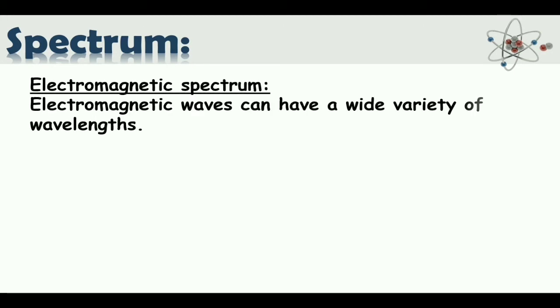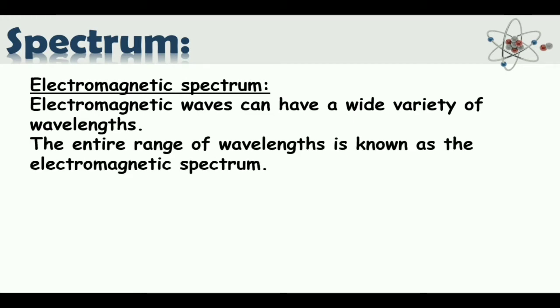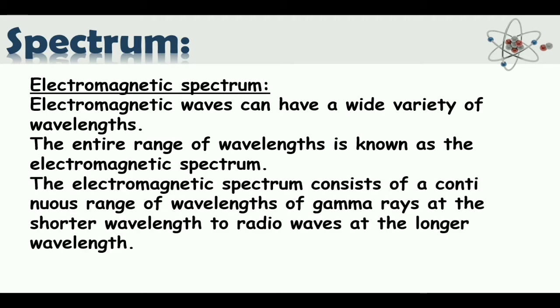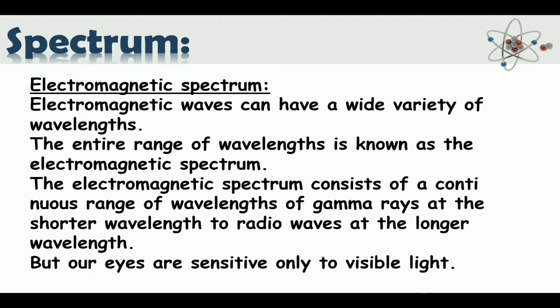Electromagnetic spectrum. So electromagnetic waves can have a wide variety of wavelengths. We can see some of them, we cannot see some of them. So the entire range of wavelengths, either visible or invisible, is known as the electromagnetic spectrum. The electromagnetic spectrum consists of a continuous range of wavelengths from gamma rays at the shorter wavelength to radio waves at the longer wavelength. But our eyes are sensitive only to the visible light.